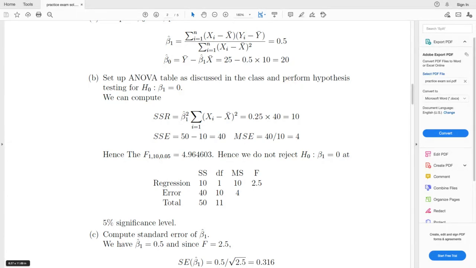Because we would like to calculate the probability that the F distribution is greater than the F value that you have. This is the p-value. The p-value is the probability that the F distribution under the null hypothesis is greater than the F value.